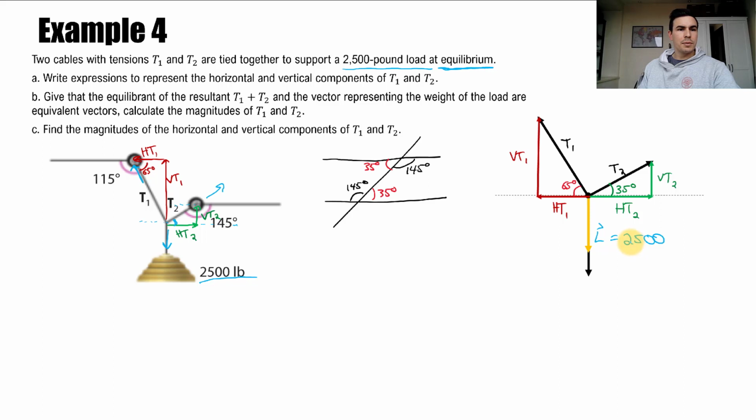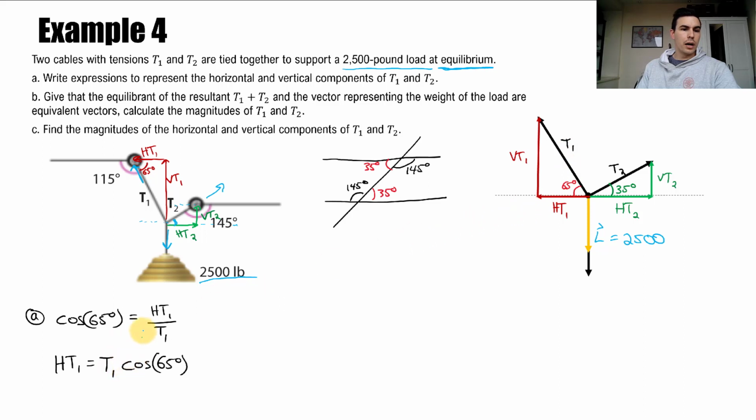Now, writing our expressions to represent the horizontal and vertical components, we can do that using this free body diagram. Because I know that cosine of this 65 degrees is adjacent over hypotenuse. So that's going to be the horizontal component of T1 over the total tension vector of T1.